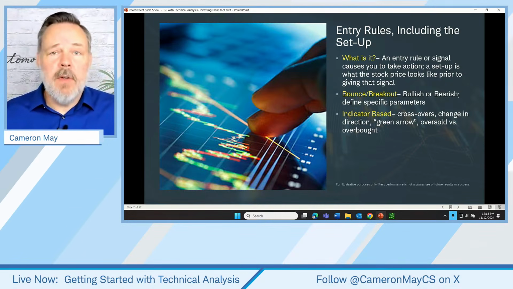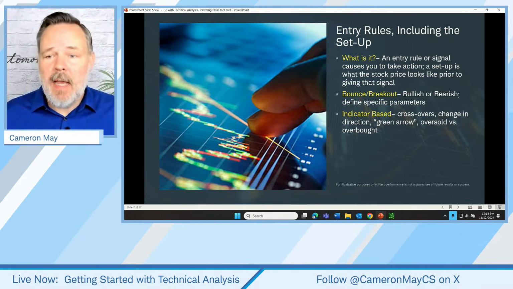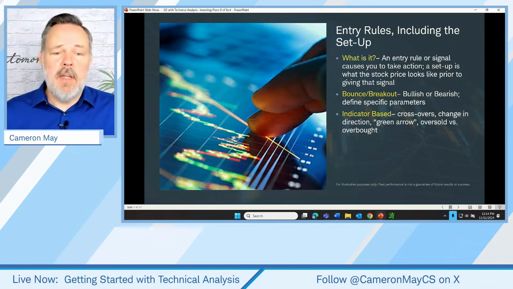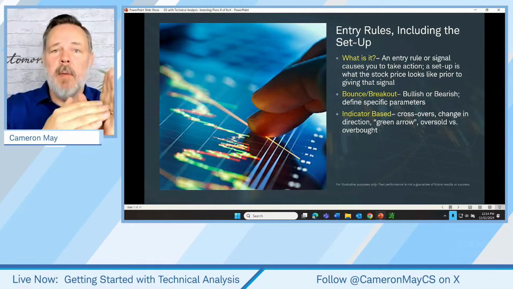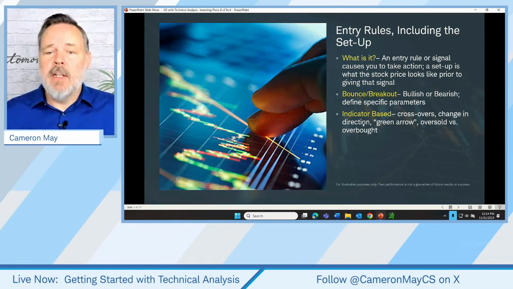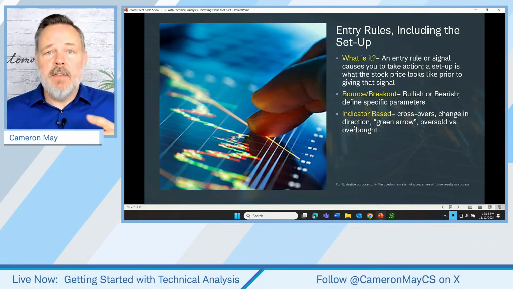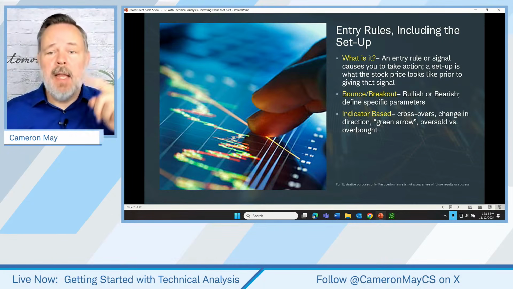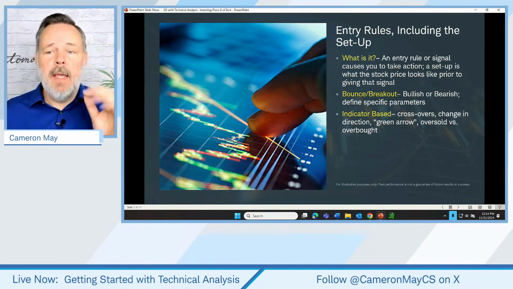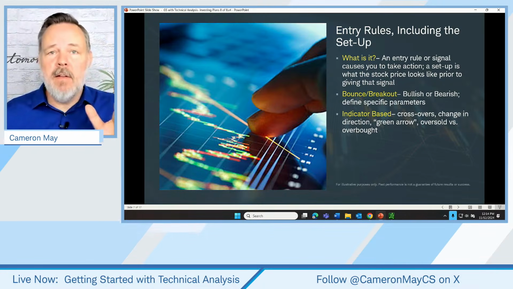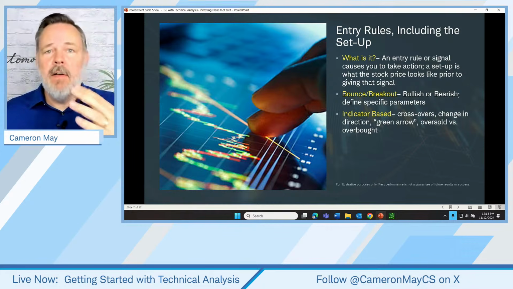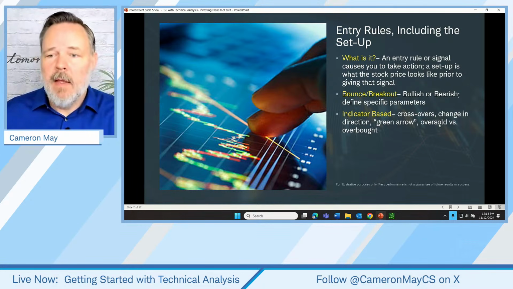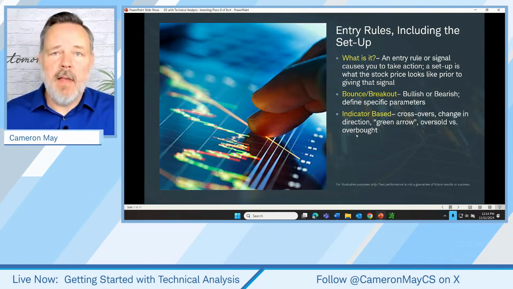Now, for other traders, though, their trade signals may be more indicator-based, and these might include such things as what we call crossovers, two moving averages sort of intertwining with one another, one rising up above the other might generate an entry signal. A change in direction of the trend, a stock that was making lower highs and lower lows, now making higher highs and higher lows. Maybe any signal, what we call a green arrow signal, when an indicator crosses through a signal line. And lots of our oscillators have oversold and overbought areas, RSI, CCI.